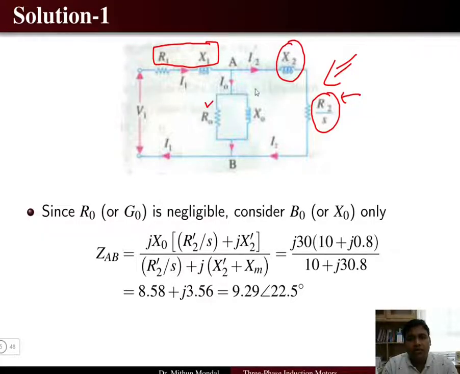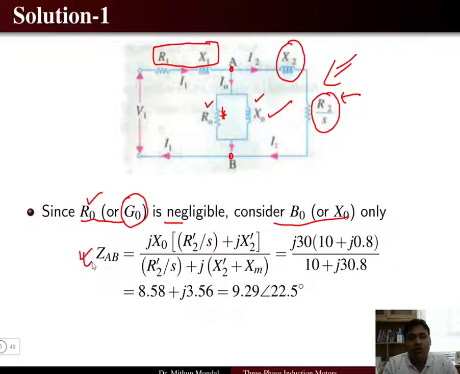R0 and X0 are basically the shunt parameters. Here we can neglect the value of R0 and take only the value of X0, because G0 means the conductance and R0 means the resistance, is negligible. Hence we can consider only the value of susceptance. Then we can calculate the impedance in these two parts, that is, what is the impedance of ZAB.